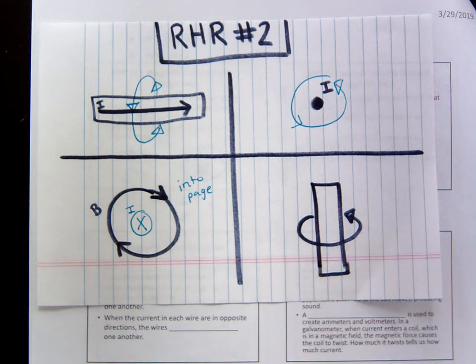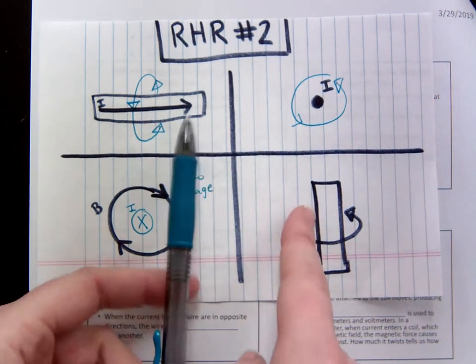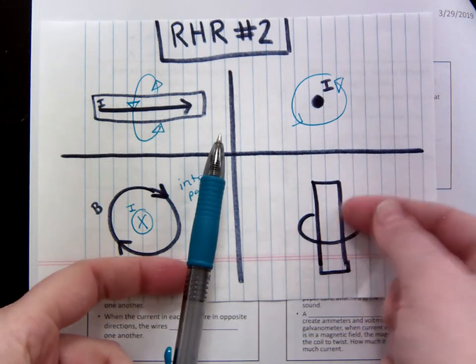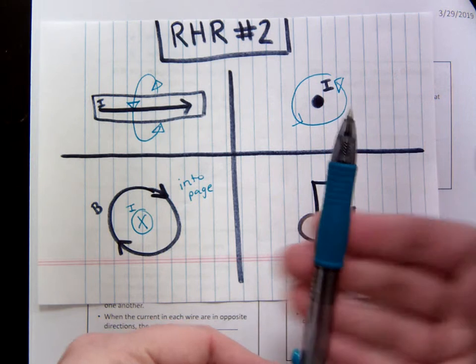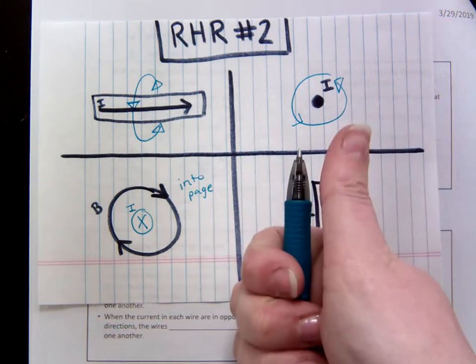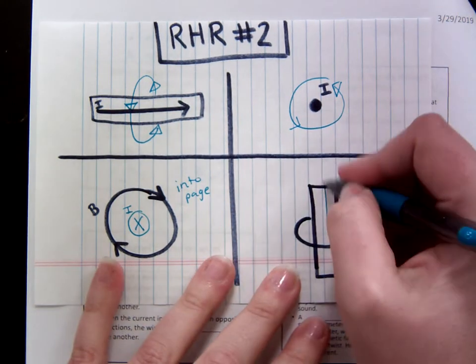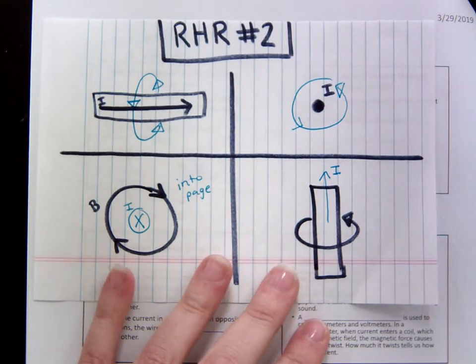So this one I gave you the magnetic field, and you have to determine the direction of the current in the wire. So this one, you can see that it's kind of going to the left as it goes behind it. So to the left behind the wire makes my thumb point up. So my current is going up.